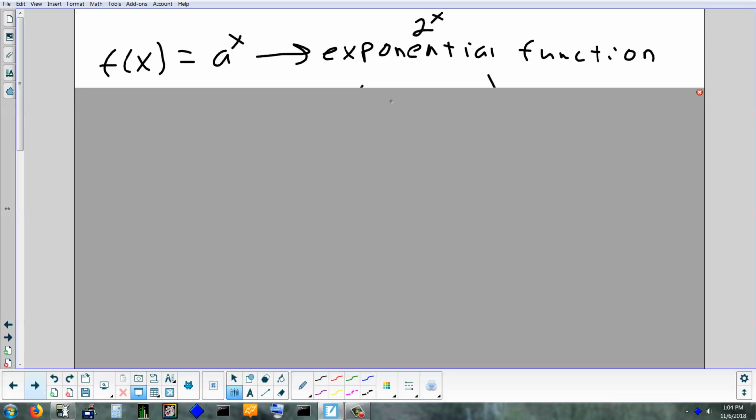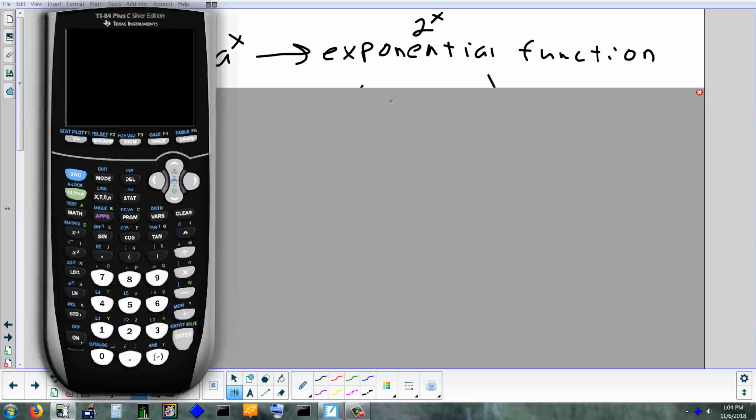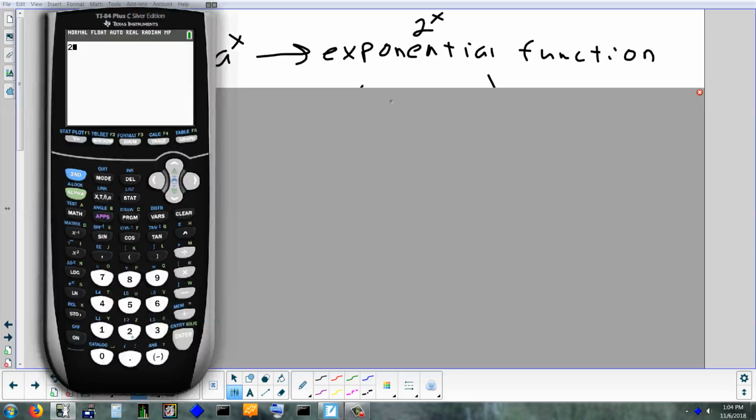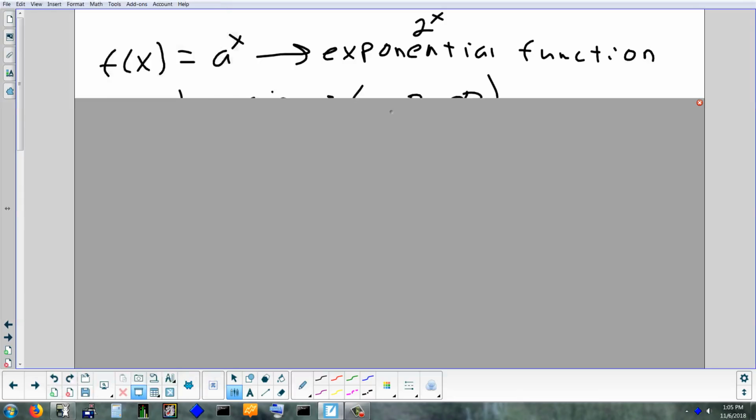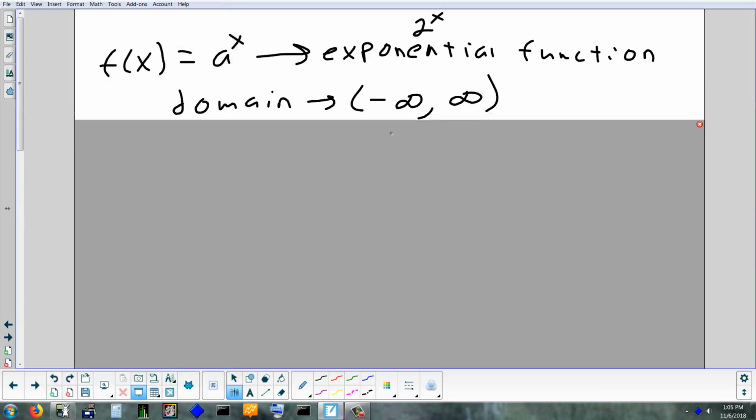You can raise 2 to a positive. Just try it on the calculator. Do 2 to a positive number, that works fine. 2 to a negative number, that's fine. 2 to the 0, that's fine. 2 to a decimal, 1.6, that's fine. You can raise it to positive, negative, fractions, or decimals. So the domain is all real numbers.